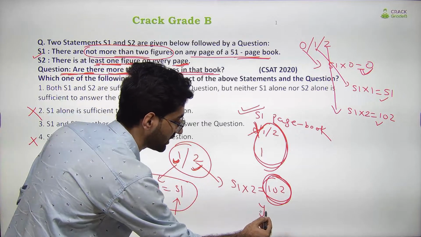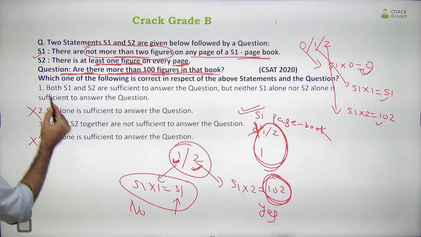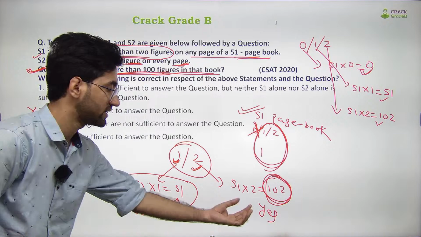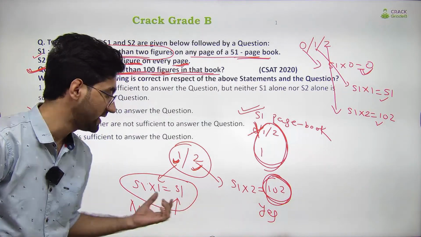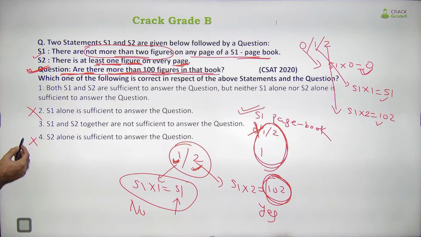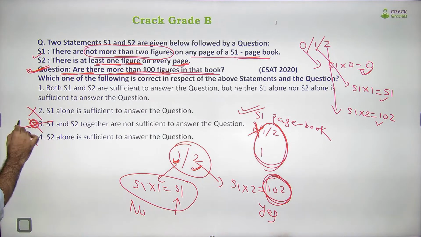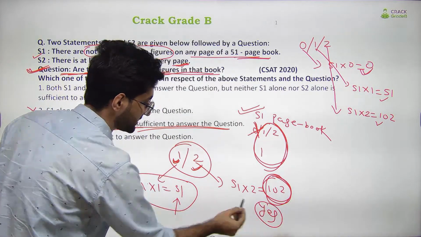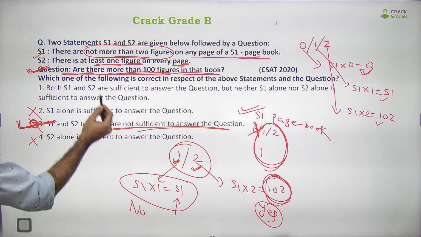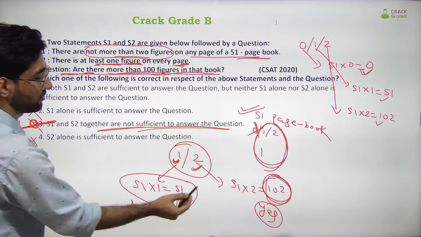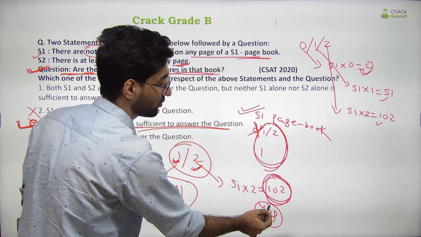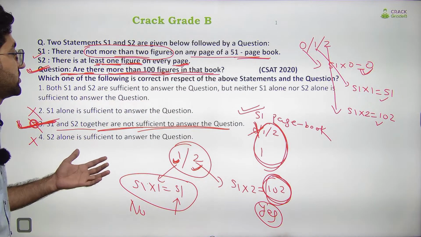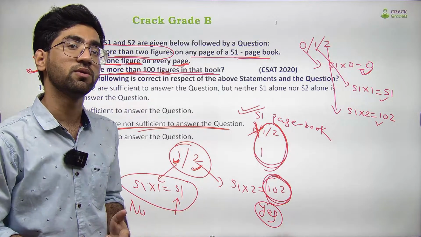So in one case you will answer yes, in the other case you will answer no. If someone asks you this question and you have combined both statements, you are unable to answer, because your answer is different in each case. So what does it mean? It means that statement 1 and statement 2 together are not sufficient to answer the question, right? Your answer is getting changed. In one case you are saying no, there are not more than 100 feeders in that book, and in the other case there are more than 100 feeders in the book. So what is the correct answer? The correct answer is S1 and S2 together are not sufficient to answer the question.